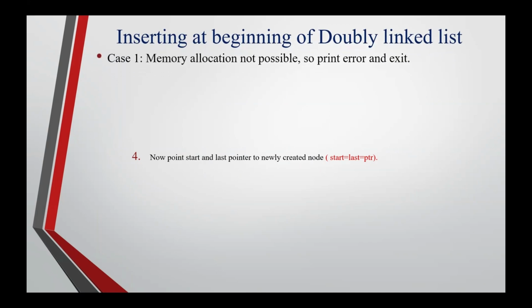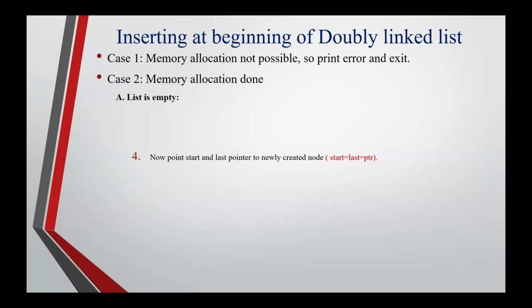First, there are two cases. The first case is that memory allocation is not possible, so we have to print the error and exit. Whenever we go for memory allocation, that is the malloc function, there is a chance memory is not available. It's a very rare chance, but the chance is there. That's why we have case one. Otherwise, memory allocation is done, and then there are two cases.